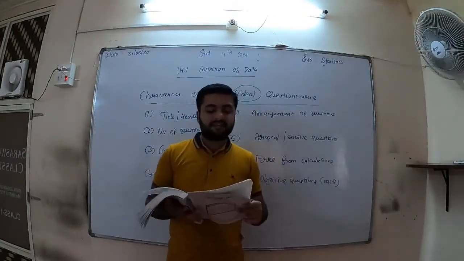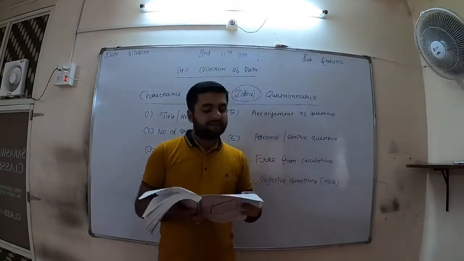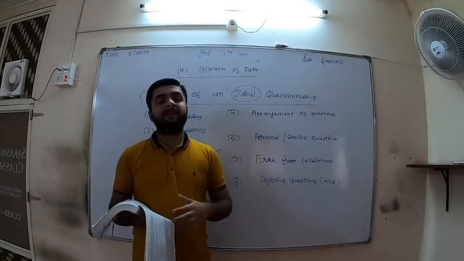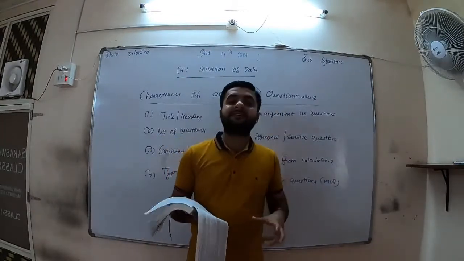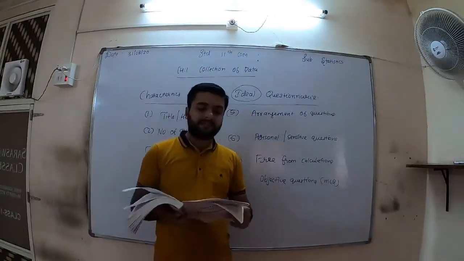By this method, investigator can get information from respondents of those areas where it might be difficult to reach personally or by telephone. Where our agents or enumerators cannot go personally because the area is very large, this method becomes very useful. Now what are the disadvantages?